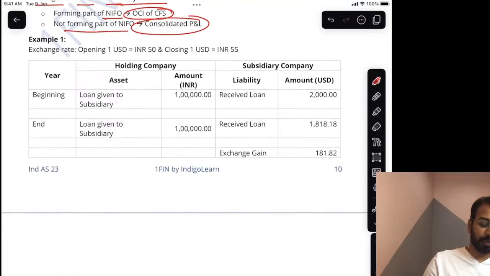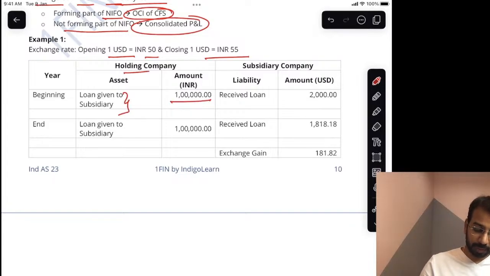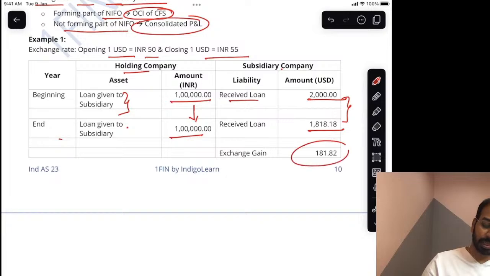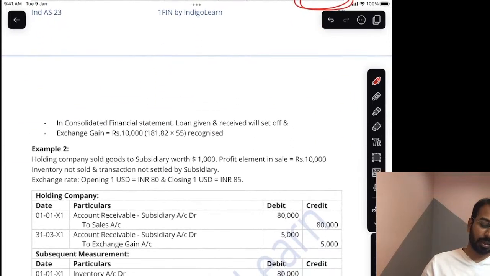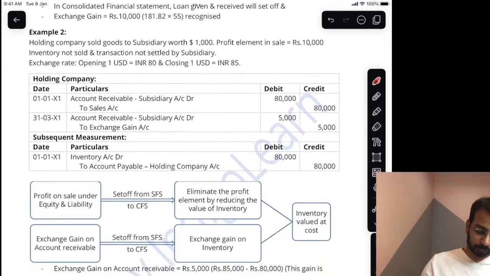For example, here the USD rate is 50, the closing rate is 55. The holding company has given a loan to the subsidiary. The amount is 1 lakh in INR. So the subsidiary company will say I have received 2000 of loan. Then at the year end, the loan will be 1 lakh. When you restate it, it becomes 1818. So there is this exchange gain of 181.12. Now this 181.9212 will be taken to OCI in the consolidated financial statement.